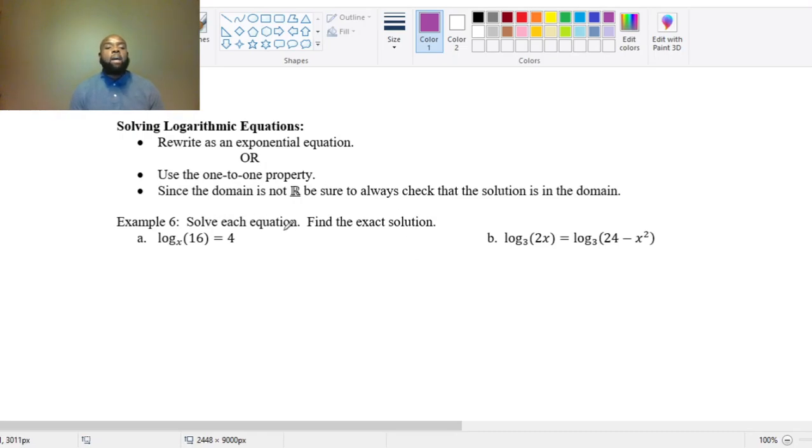And so let's look at this example. Notice the setup of this. I have a logarithm just on one side of my equation, and I have a constant on the other side of the equation.